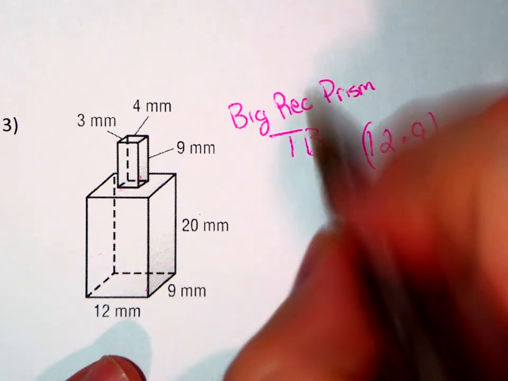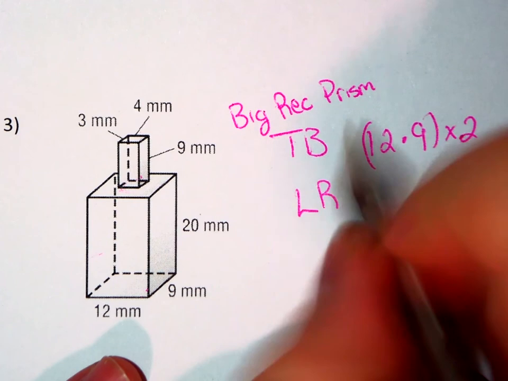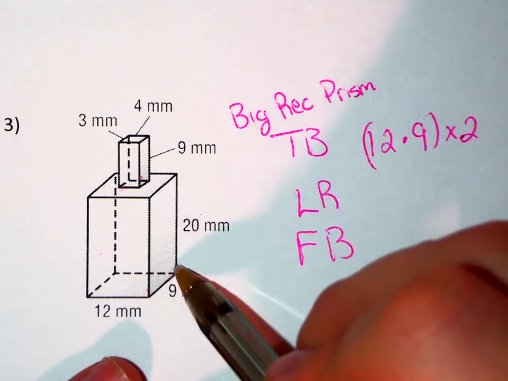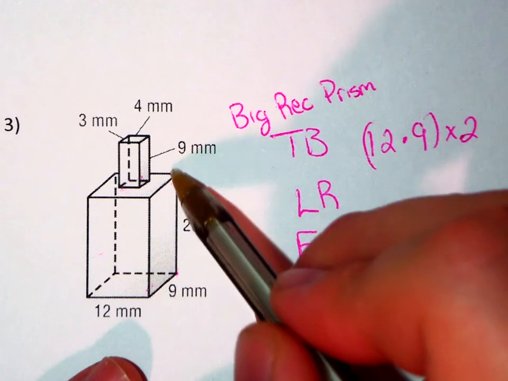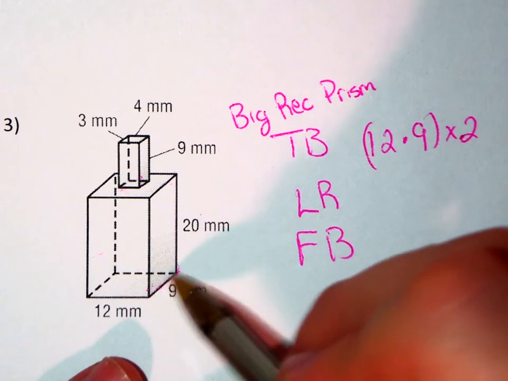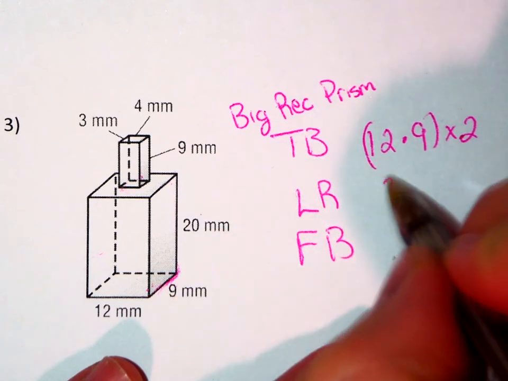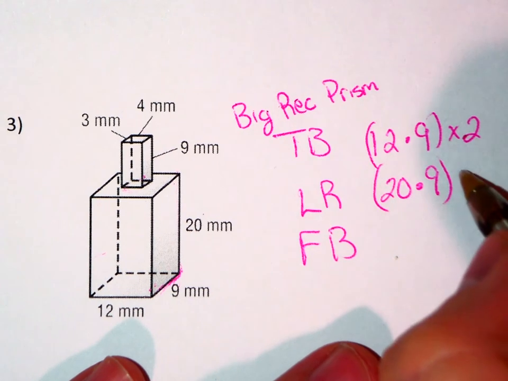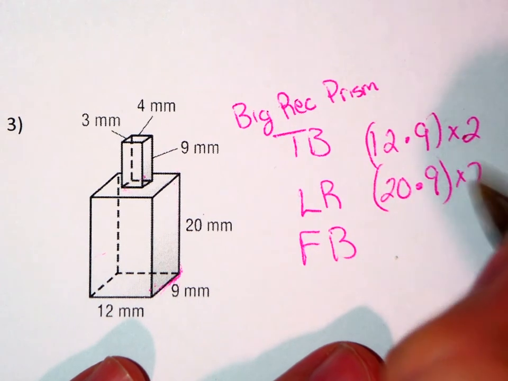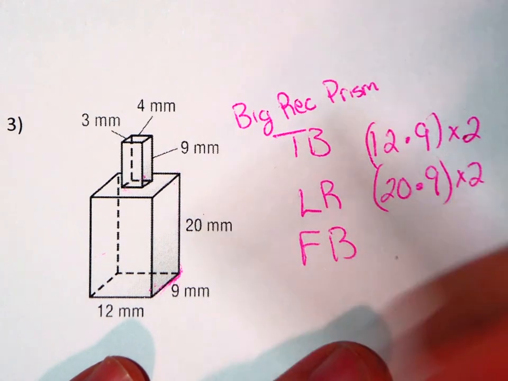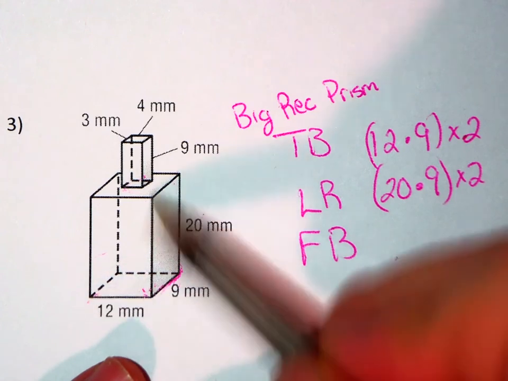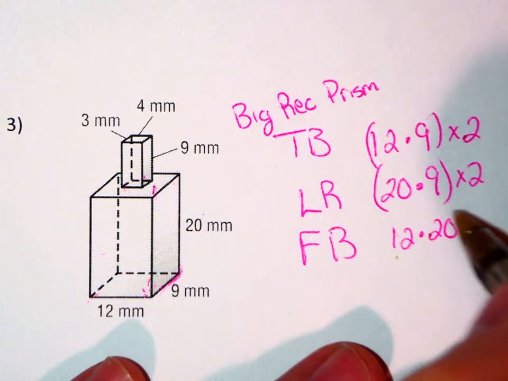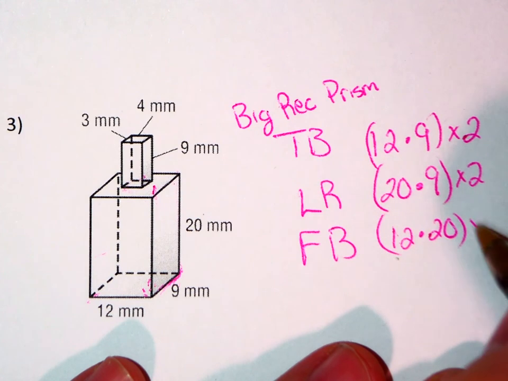Top, bottom, left, right, front, and back. So my right side will be over here. It's going to be 20 high by 9, with an equivalent left side. My front will be 12 times 20, with an equivalent back.